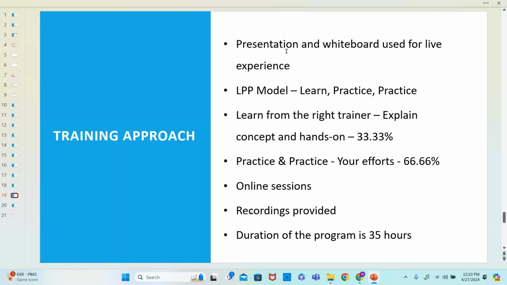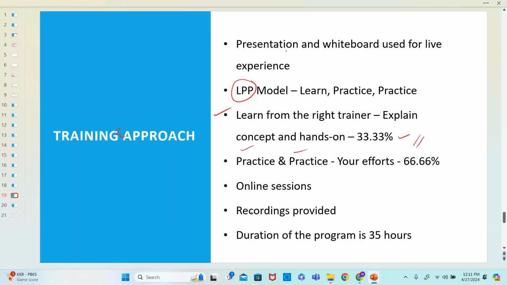I always suggest going for an LPP model. What is that? Learn, practice, practice. Learn from the right trainer is the first step, and that part I'll take care of. If you divide this LPP into three categories, 33.33% comes into my picture. The rest is your efforts only, practice and practice.